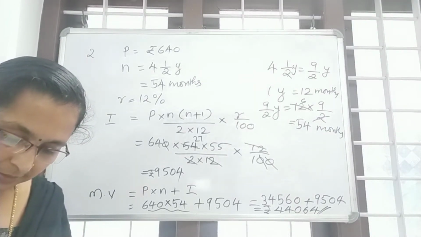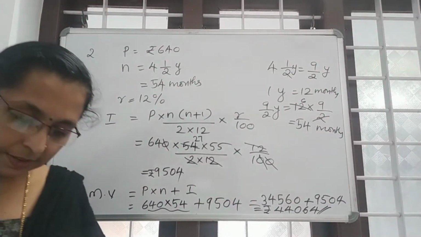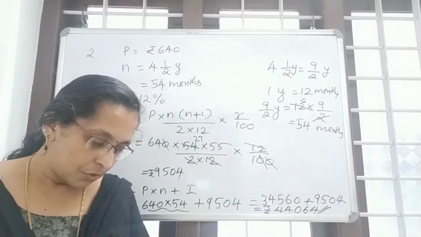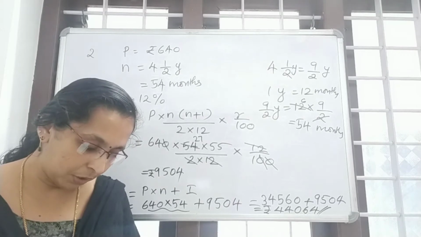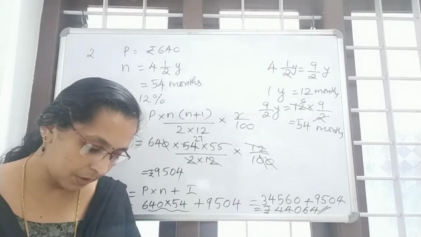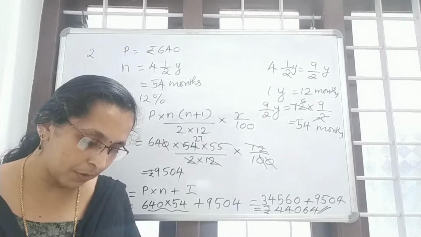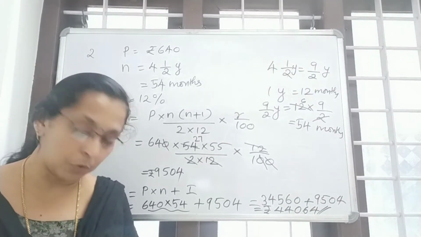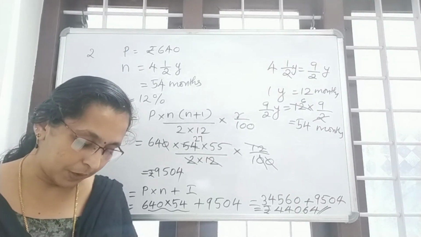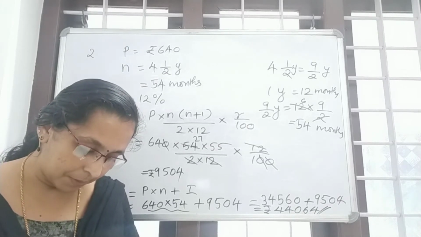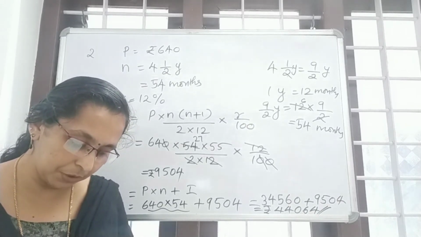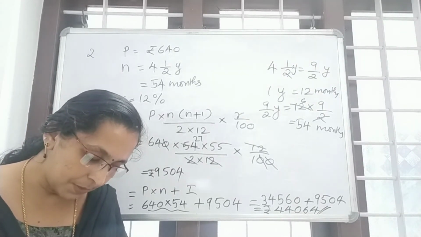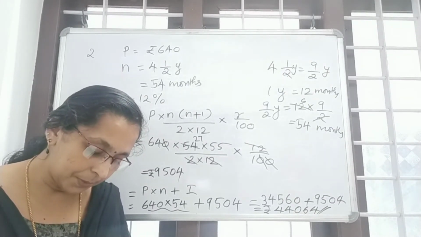Then the next problems are exercise 2A, question number 7, where we want to find the maturity value. Then 2B, question number 1, we want to find the maturity value. Then 2B, question number 5, we want to find the maturity value and also P. So both maturity value and P we want to find out. Then question number 10, there also maturity value and interest we want to find out. Next, the 11th question, the maturity value and P.